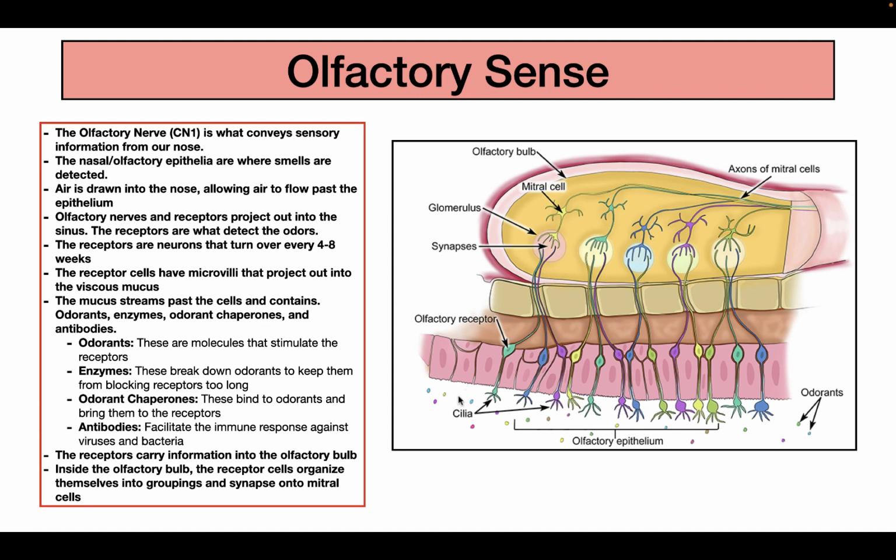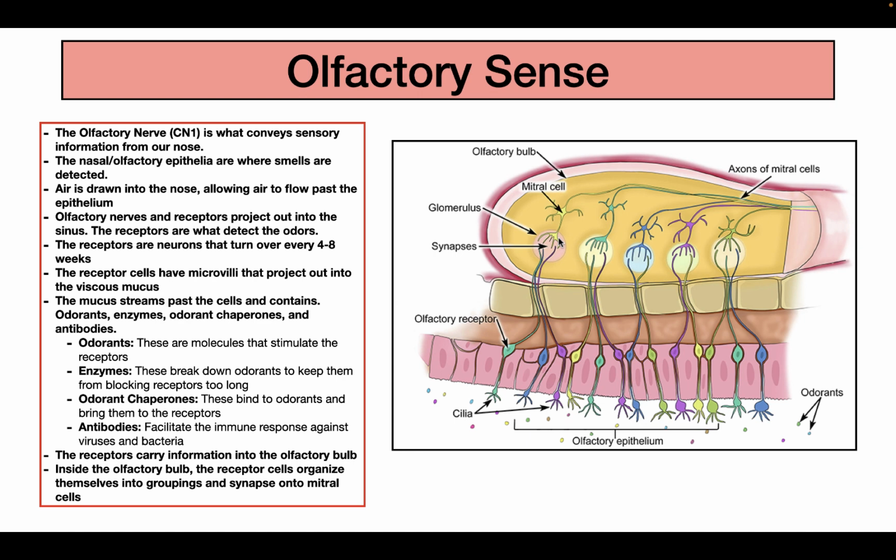We can also get odorant chaperones, which are proteins that can carry odorants and bring them to the receptors. We can also have enzymes that break down odorants to keep them from blocking receptors for too long. And we can also have antibodies for the immune response. So we have these receptors that are bathed in mucus, and they produce a signal when they bind to their odorants and bring them to the olfactory bulb.